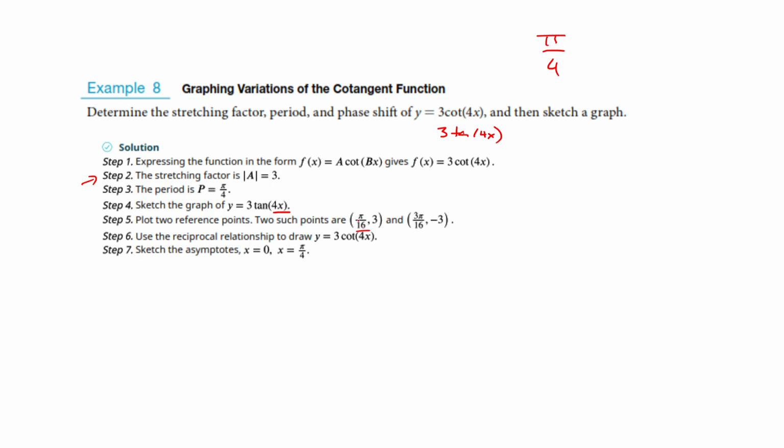Do you see if I choose pi over 16 to go in for x, this all becomes 1. This whole thing becomes 1. So 3 times 1. This gets me a point to help me get an accurate graph. Now, if I do this again, look, they chose 3 pi over 16 because that will turn out to be 3 pi over 4, which is another location where tangent equals negative 1. So this is one cycle away.